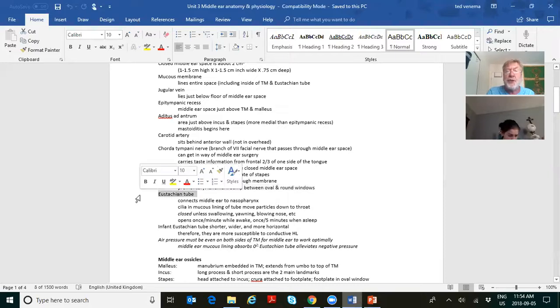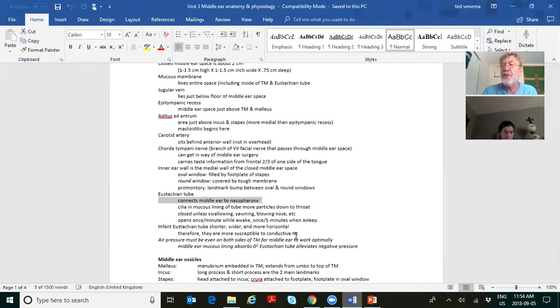The Eustachian tube connects the middle ear to what we call the nasopharynx. In English, nasal is nose, pharynx is throat. So it basically connects your middle ear to the bottom of your nasal cavity and your throat. Basically just connects it to your throat.